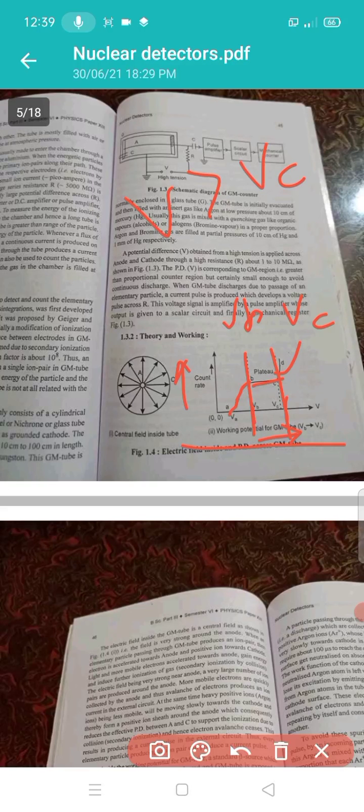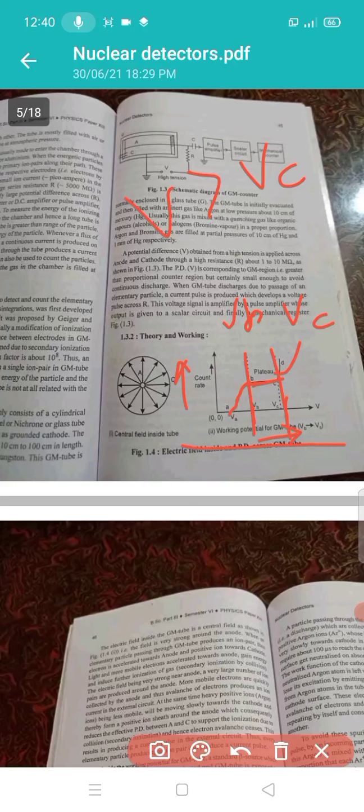Thus, the working potential for the GM tube corresponds to the plateau region from VB to VC, which is not very critical. Usually, a potential V corresponding to a middle region of the plateau is selected as the working potential difference for the GM tube.